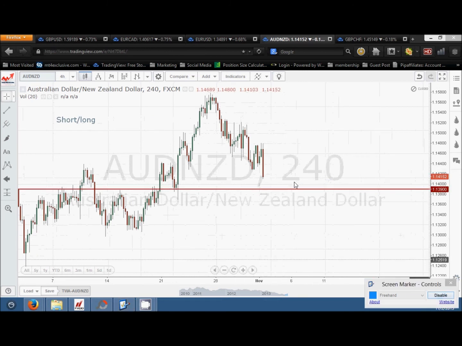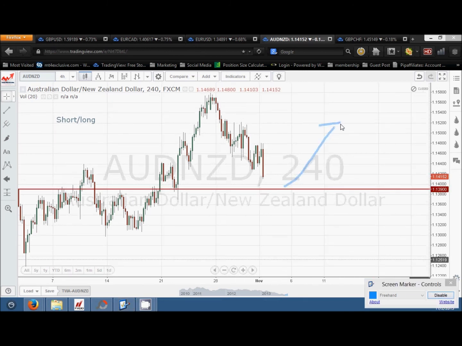And ideally we're going to be looking to enter long right here after a bullish price action trade setup forms on this support zone.